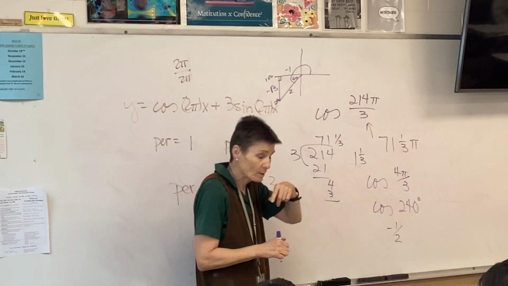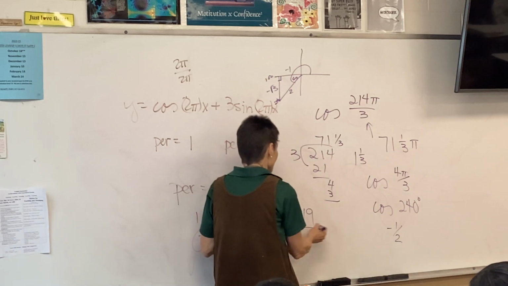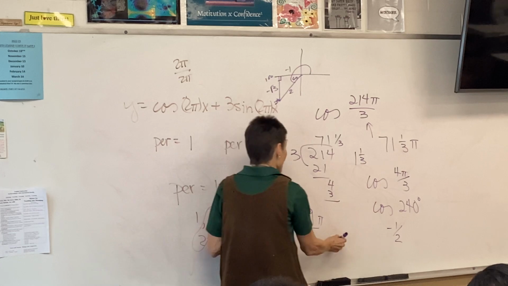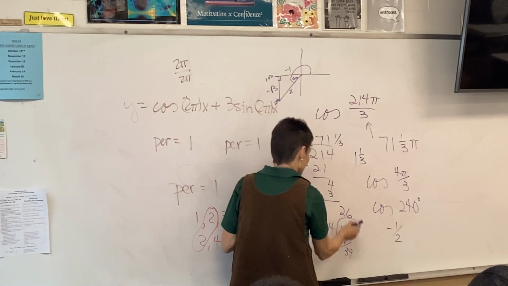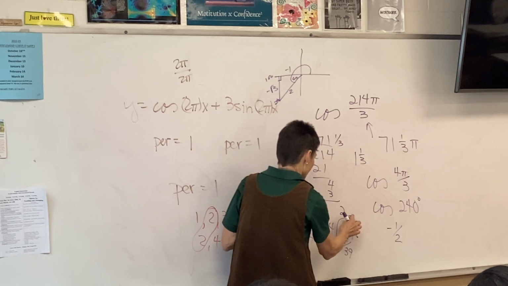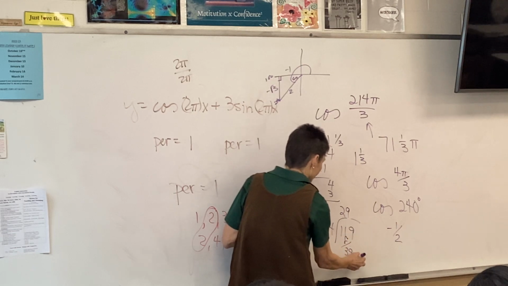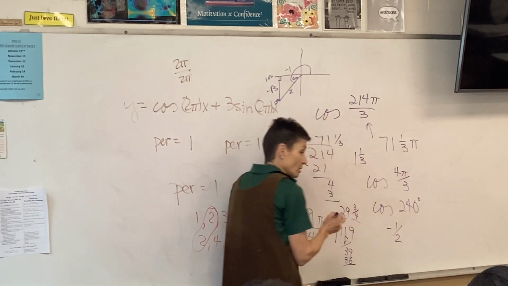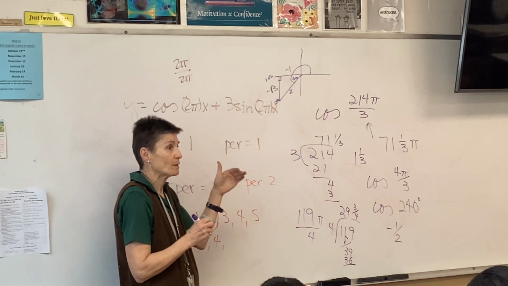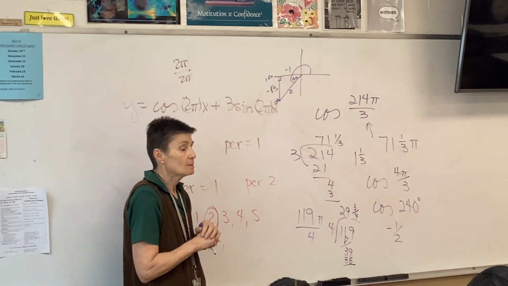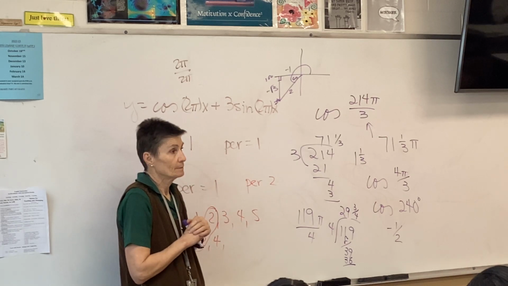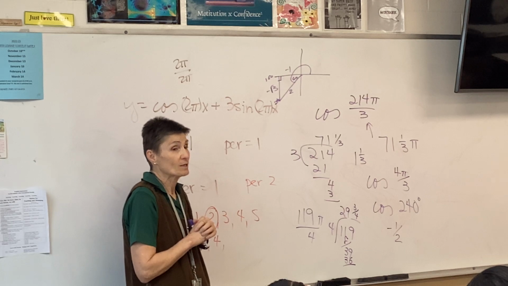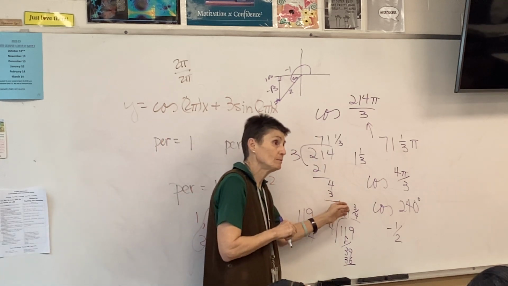You guys that had the other quiz, you had 119 pi over 4. So we could do the same thing. So you had 29 3/4. How much of that can you get rid of? 28. So you have to keep the leftover 1 3/4. That's a great question. Thank you for asking it. Everybody got that now? Okay.